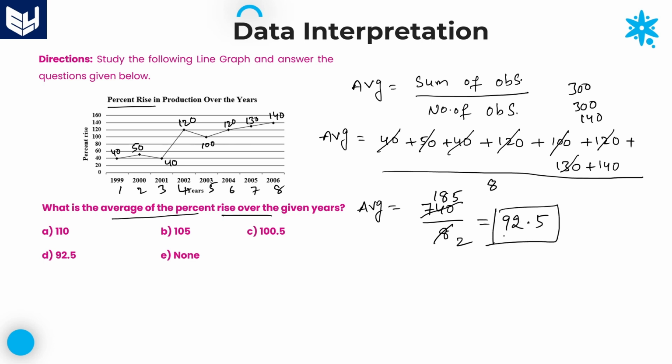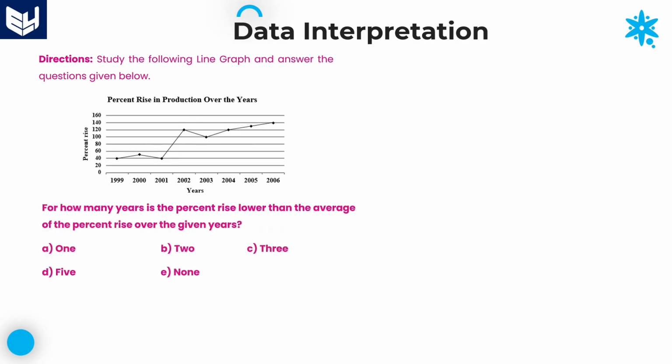92.5, that is the average of percentage rise over the given years. 92.5. That is our required answer, which is option D. Option D is the right answer for this question. Let us look at the third question.